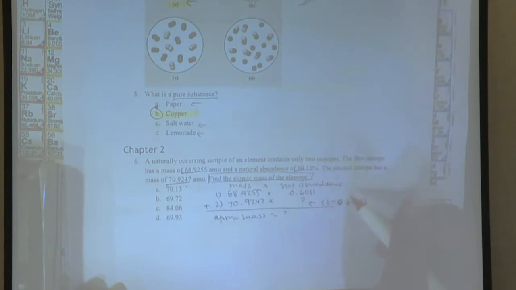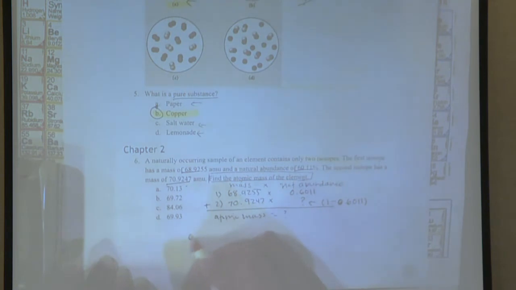What this is really saying is that of the 100% of isotopes in the universe, and there are only 2 isotopes in existence, the first one makes up 60%, so the other one has to make up 100 minus 60%. Good? So what we're going to do is 68.9255 times 0.6011 plus, and I'm going to make this a bracket, 70.9247 times 1 minus 0.6011.